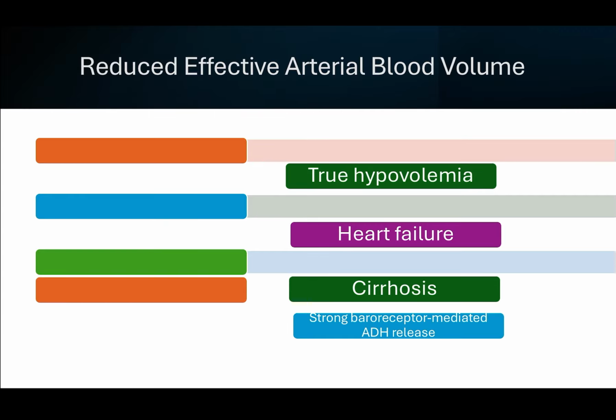Reduced effective arterial blood volume powerfully stimulates ADH release through baroreceptors. This stimulus overrides osmotic suppression of ADH, resulting in water retention and dilutional hyponatremia.